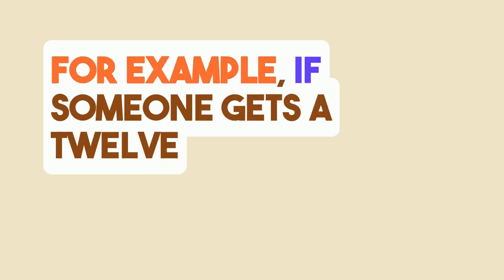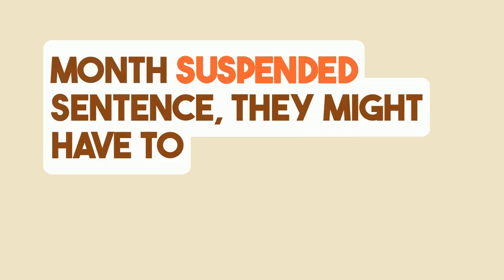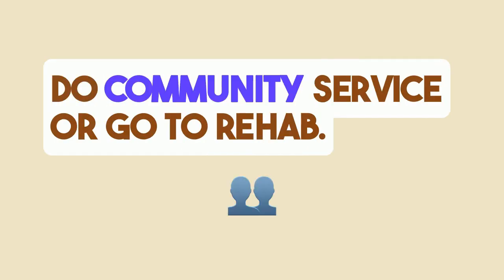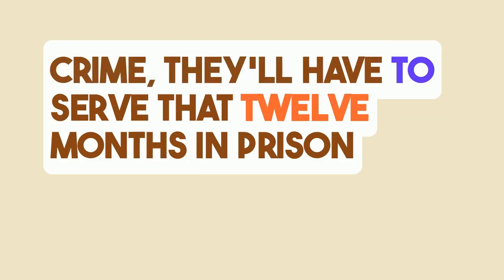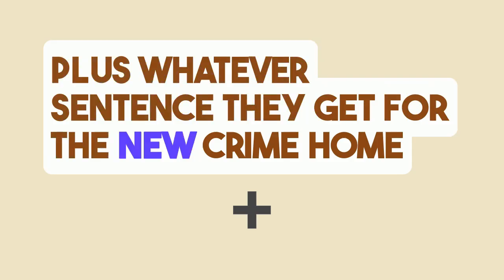For example, if someone gets a 12-month suspended sentence, they might have to do community service or go to rehab. But if they mess up, like if they commit another crime, they'll have to serve that 12 months in prison, plus whatever sentence they get for the new crime.